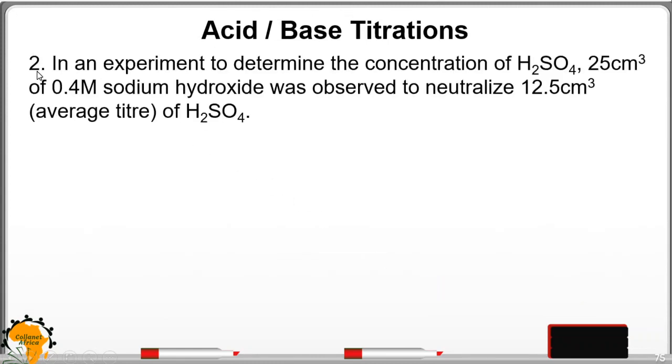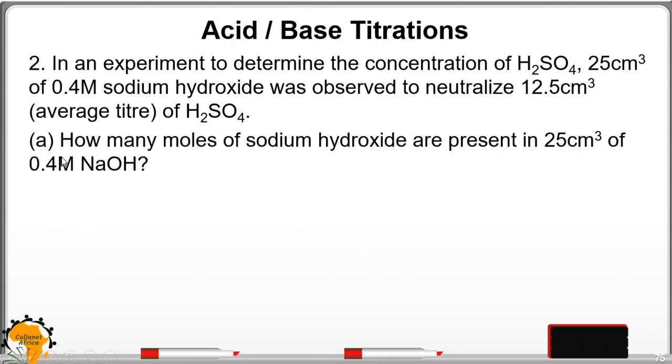In an experiment to determine the concentration of sulfuric acid, 25 centimeters cubed of 0.4 molarity sodium hydroxide was observed to neutralize 12.5 of that acid. A, how many moles of sodium hydroxide are present in 25 centimeters cubed of 0.4 molarity of sodium hydroxide?